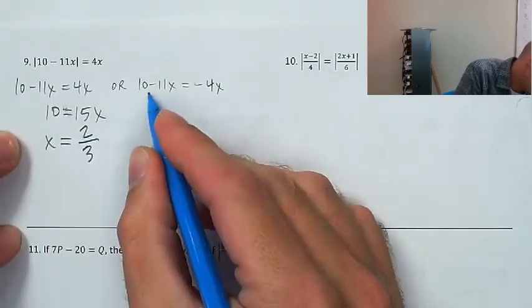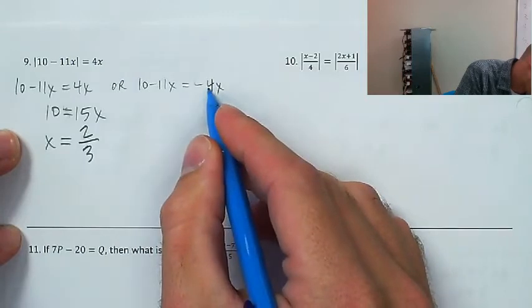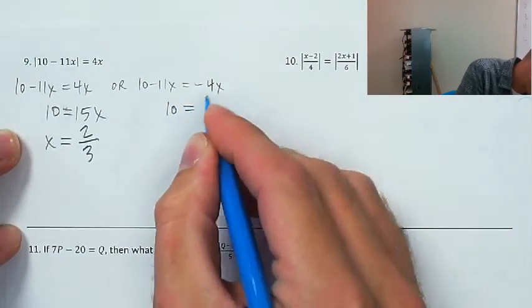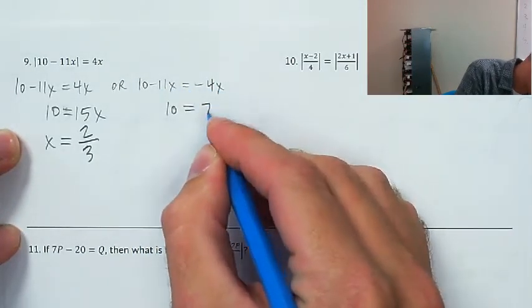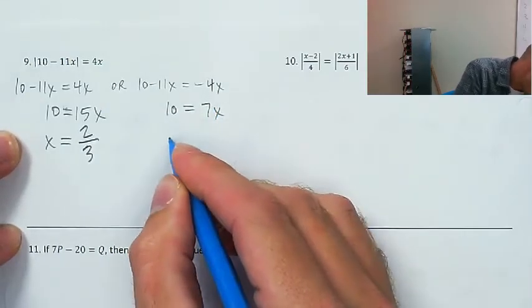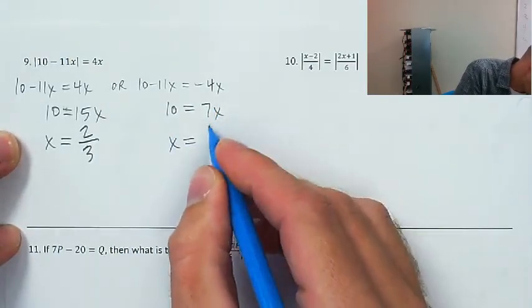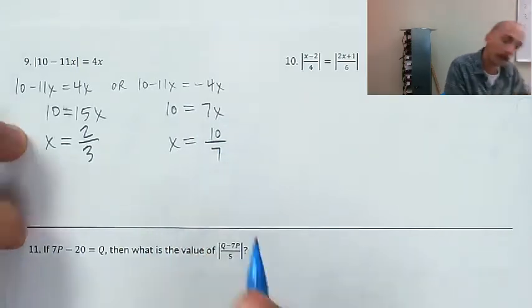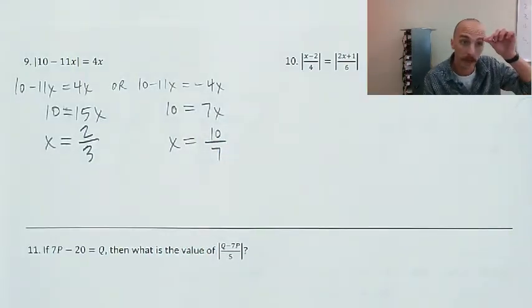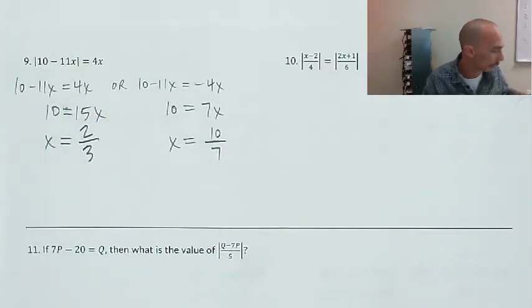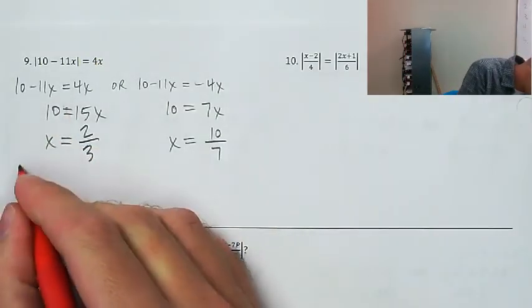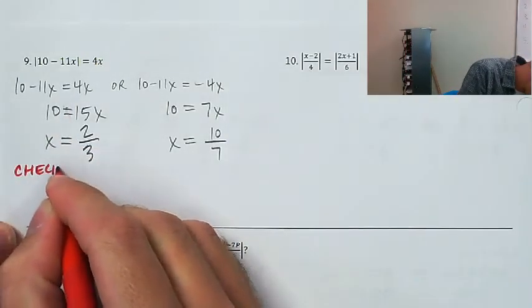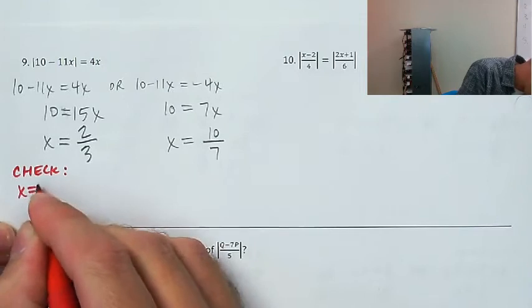I'm happy. Okay, over here, I'm going to add 11x to both sides, but then I'm going to get 10 equals, I think 11 minus 4 would be 7x's. And then x is going to equal 10 divided by 7. So I divide both sides of that equation by 7. Now this one I know I need to check my solutions because I've got an x on the outside. So I'm going to check.